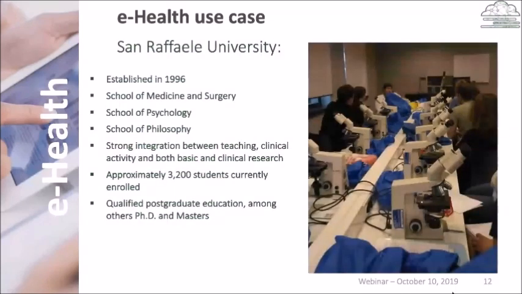Regarding the university, it was established in 1996. We have three schools: the School of Medicine and Surgery, the School of Psychology, and the School of Philosophy. There is a strong integration between teaching, clinical activity, and both basic and clinical research. We have more or less 3,200 students, and we have also some qualified postgraduate education programs.